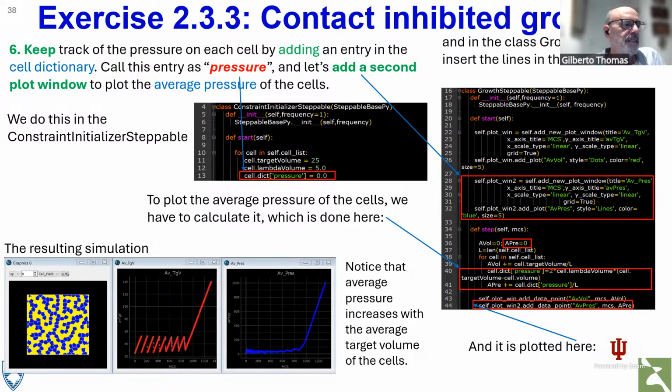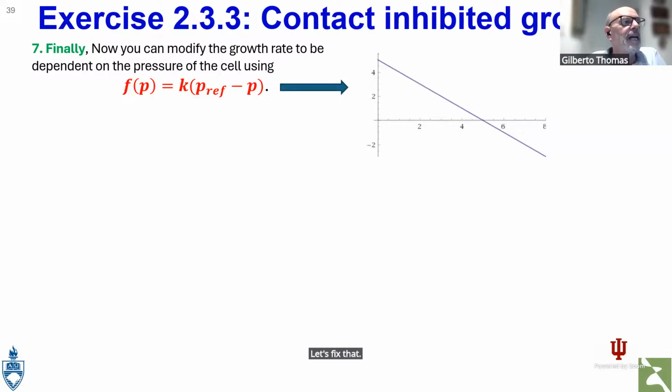If you run the simulation, that's what you have. Both target volume and average pressure are growing indefinitely because there is no cutoff, no threshold for stopping growth. How do you fix that? Let's implement the function to make a threshold in the growth.